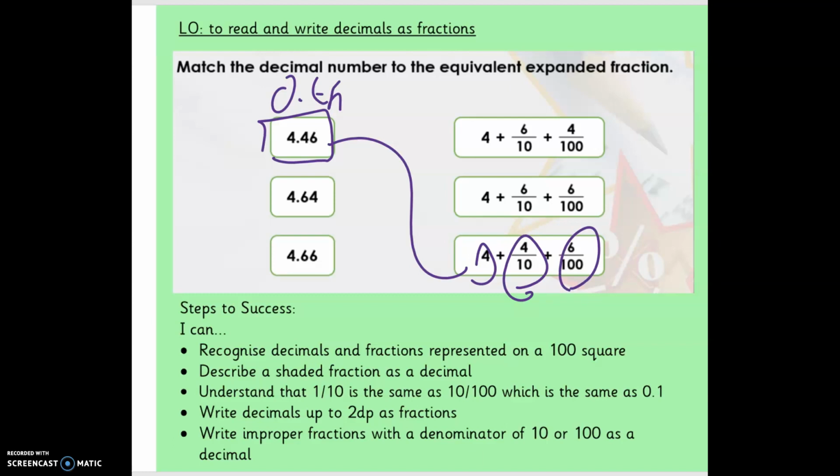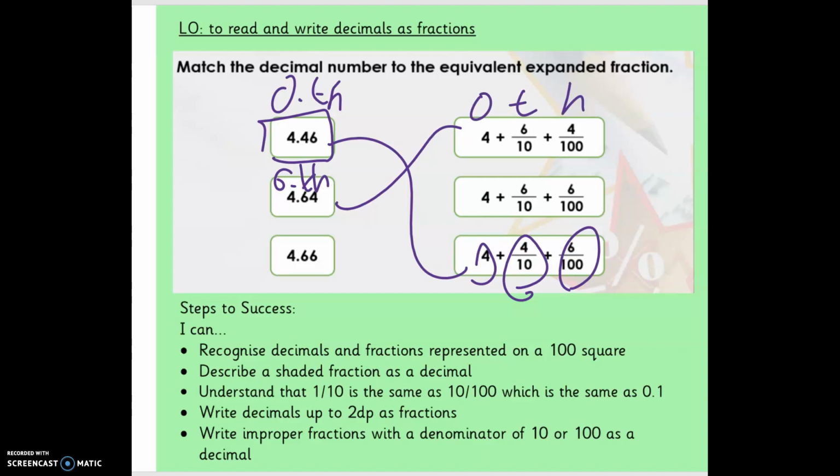Can you have a go at number 2 there? We have 4 ones, we have 6 tenths, and we have 4... Oh, I dropped my glasses. Knocked them right off my face. Let me try that again. We have 4 ones, 6 tenths, and 4 hundredths. Can you see which one that matches with? Have a quick look. Hopefully you picked this one at the top here. I've got 4 ones, 6 tenths, and 4 hundredths.